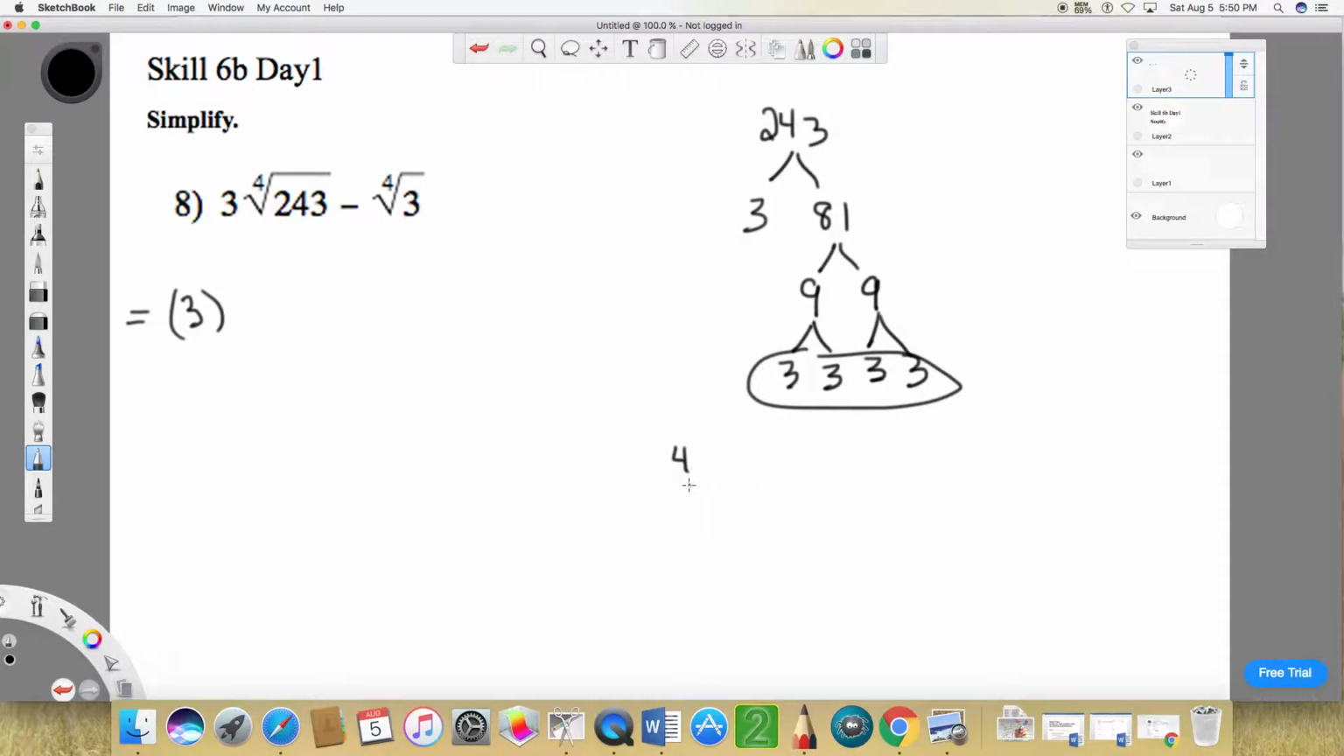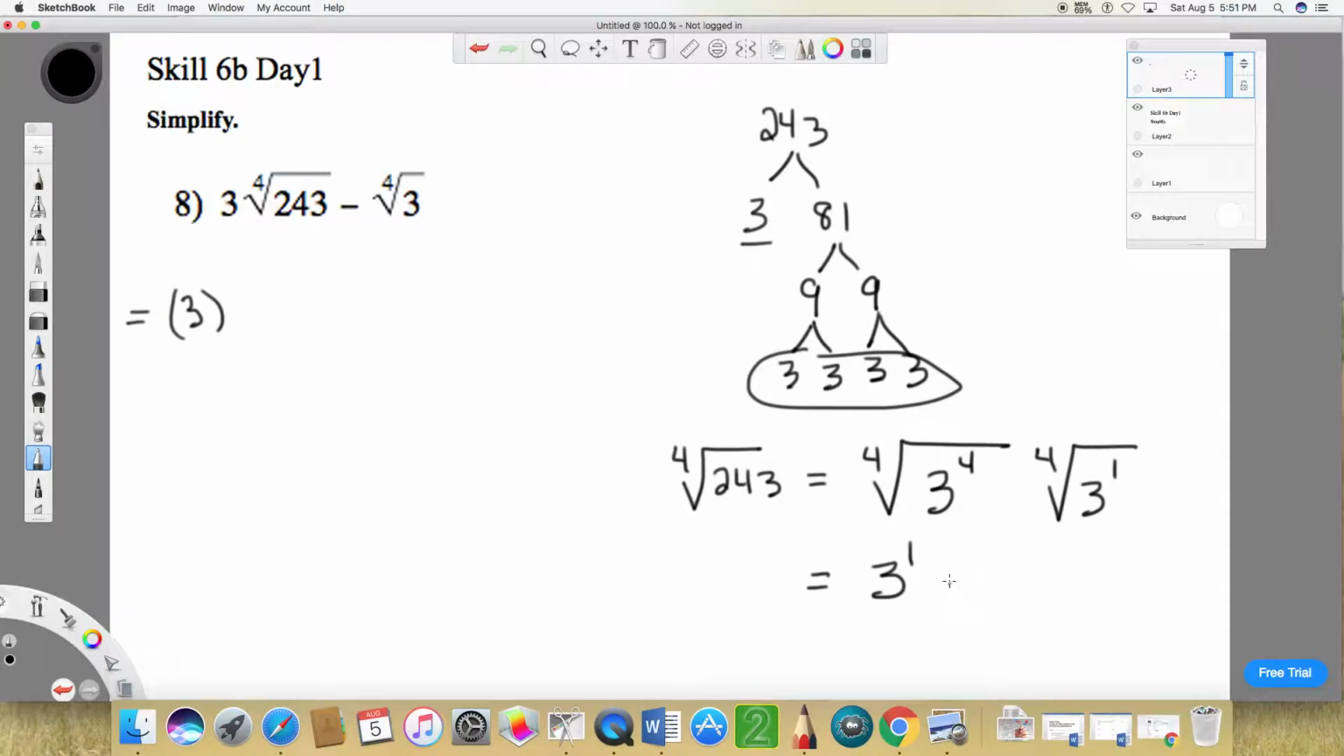So the fourth root of 243 is the fourth root of 3 to the 4th power, with this one factor left over. So we have one group of 3s here. We didn't have enough factors of 3 to simplify to get a second group of 4. So this fourth root of 243, we can replace it with 3 times the fourth root of 3.